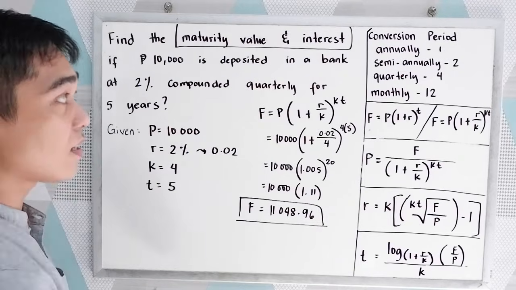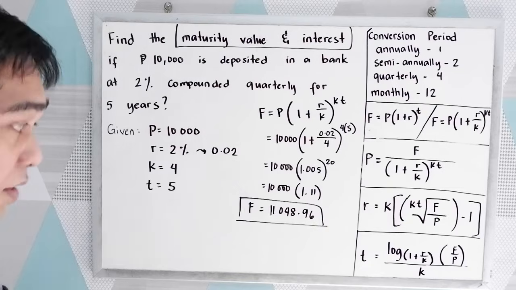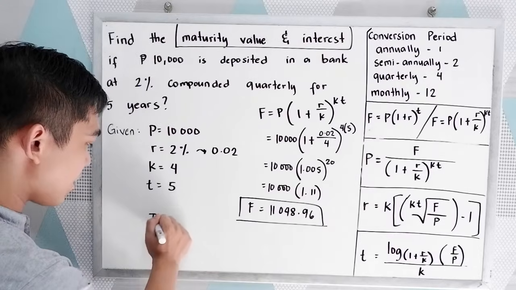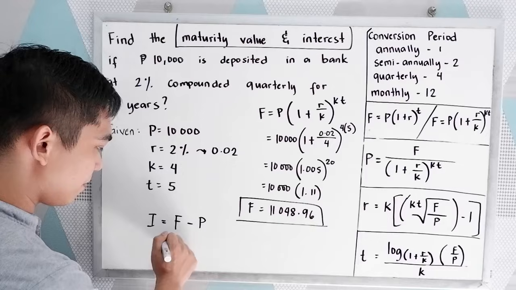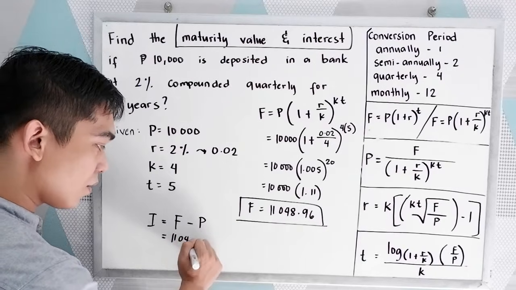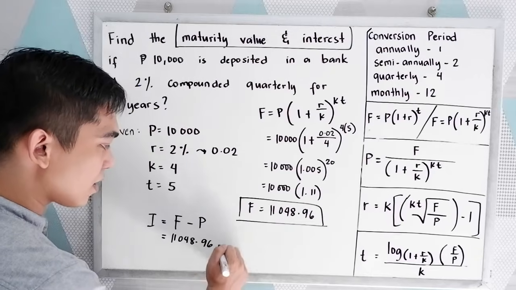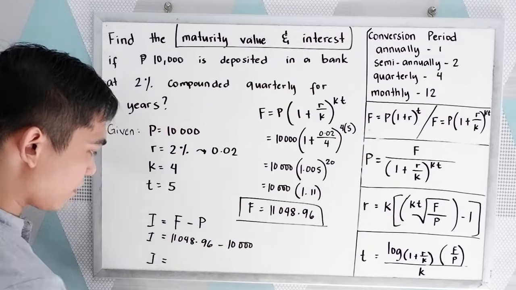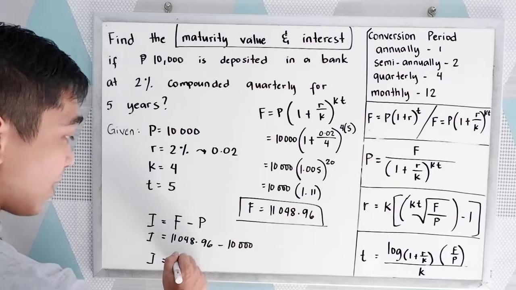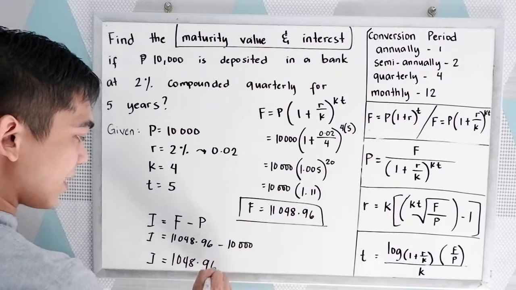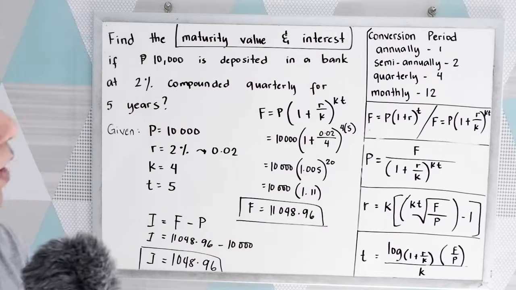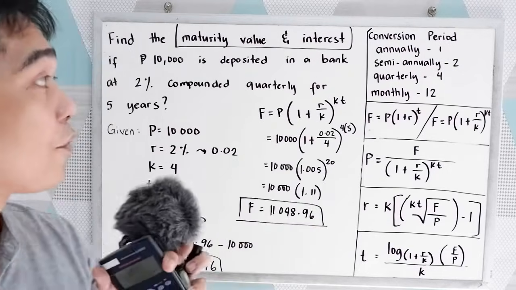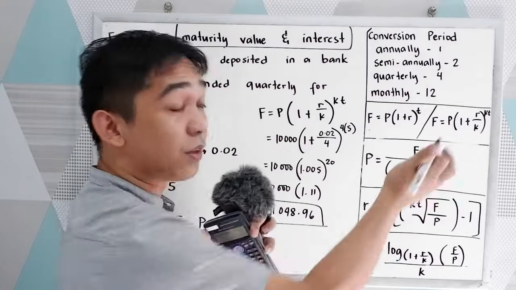Now, to get the interest, we just need to subtract the principal from the future value. So, interest is equal to F minus P. So, 11,048.96 minus 10,000. This will be our interest. So, that is 1,048.96. Of course, to answer this, you need to have your calculator. And of course, don't forget our conversion period and the formula.